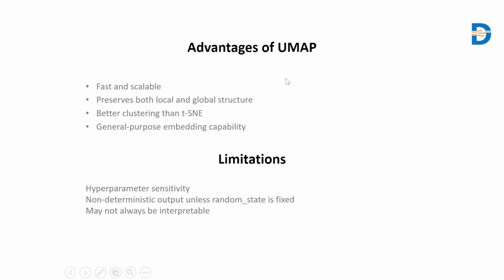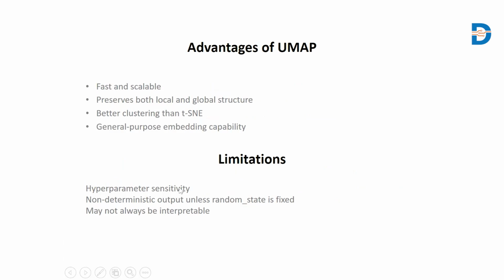Advantages: UMAP is fast and scalable, preserves both local and global structure, and gives better clustering compared to t-SNE, along with general purpose embedding capability. These are some advantages of the UMAP technique.